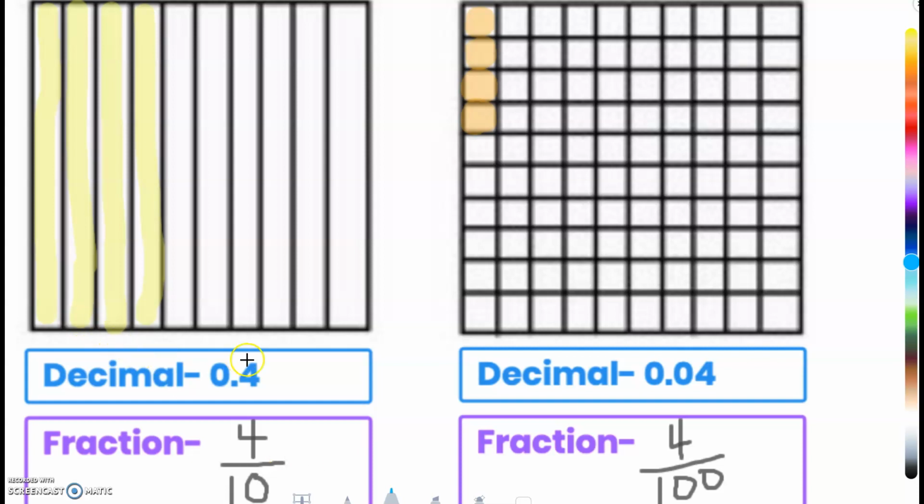Okay, so for example, 4/10, I'm going to look here. This figure is divided into tenths, so I would shade in 4 of these. Okay, and then I would write my fraction as 4/10. All right, this grid is broken into 100 parts, and this decimal example is 4/100. So I would shade in 4 parts to represent the fraction 4/100.